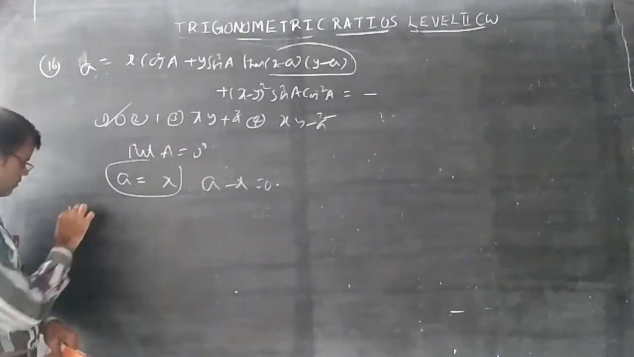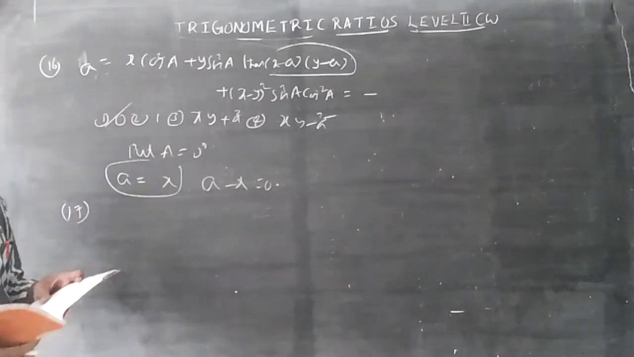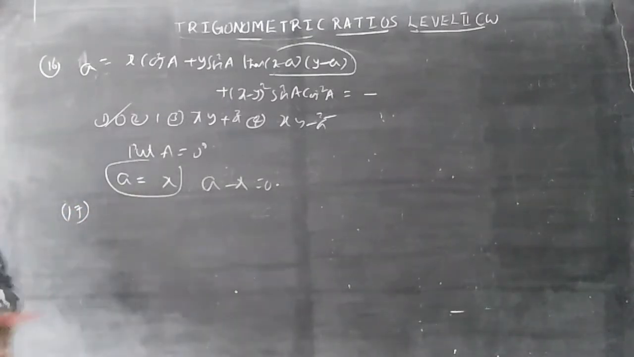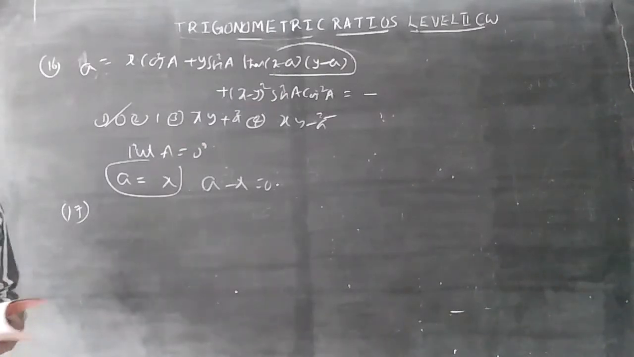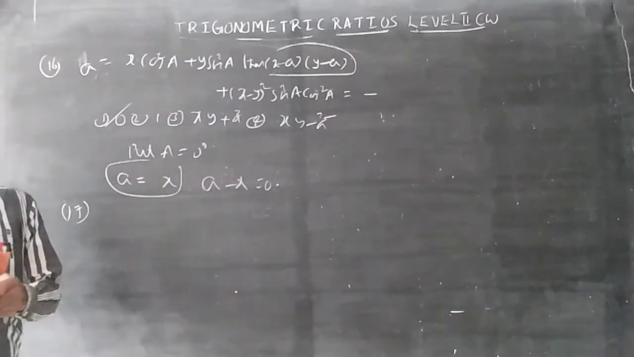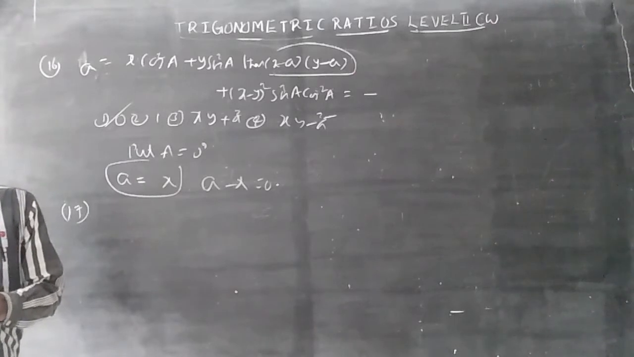17th one. Good. I put numbers down. My numbers. Your number is 14. Your number is 14. Good. If a cos cube alpha plus that will be.